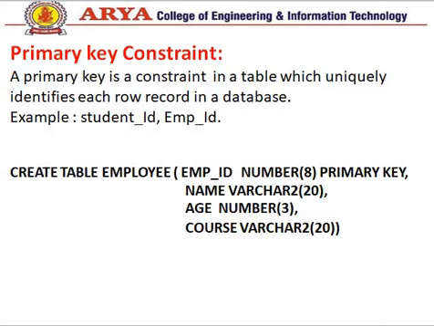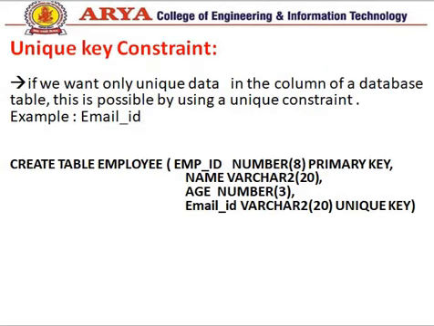How that type of constraint can be called a primary key constraint. Now we discuss the unique key constraint. First, we discuss the difference between a primary key and a unique key. A primary key is unique and should be not null. A unique key is also unique data, but it may be null.